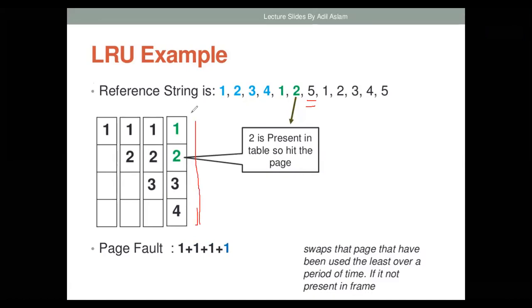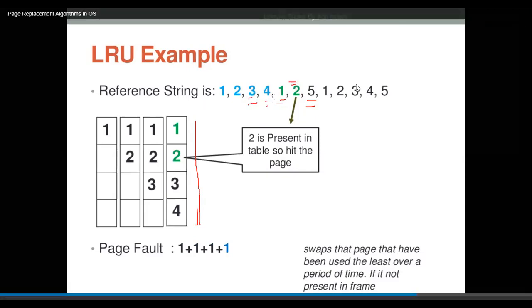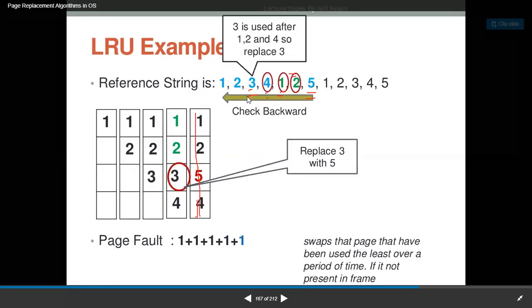Out of these 4, page 1 has been used here, page 2 has been used here, page 4 has been used here, and page 3 has been used here. So out of these 4, which one has not been used for the longest amount of time? We can see that is page 3. So we will replace page 3 with 5.